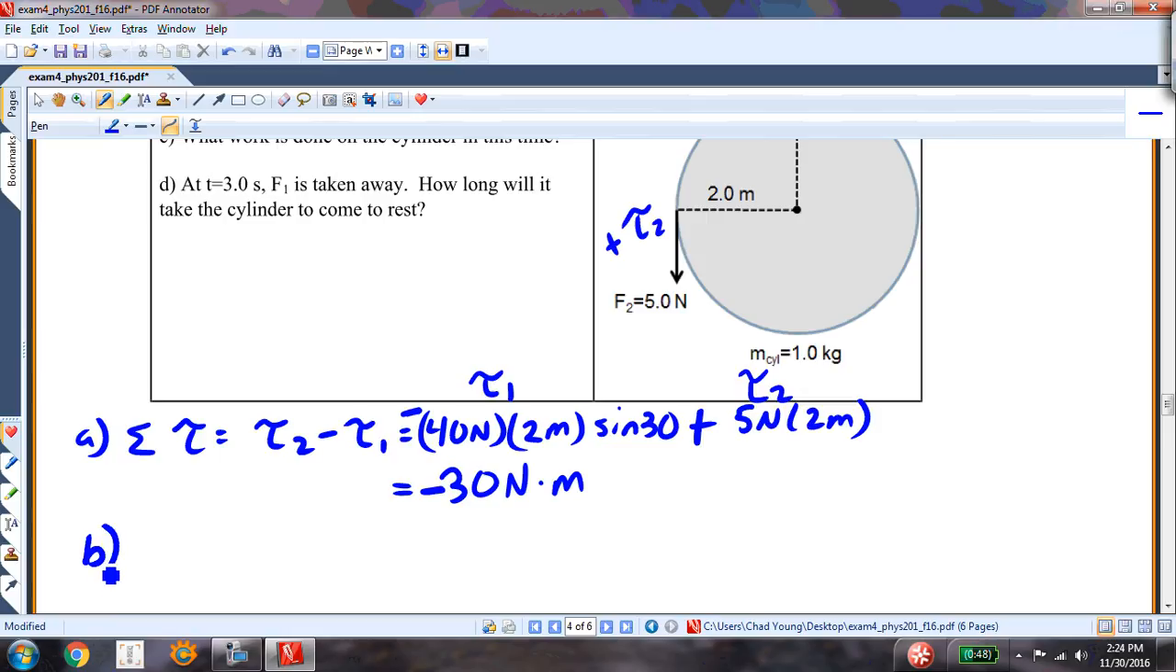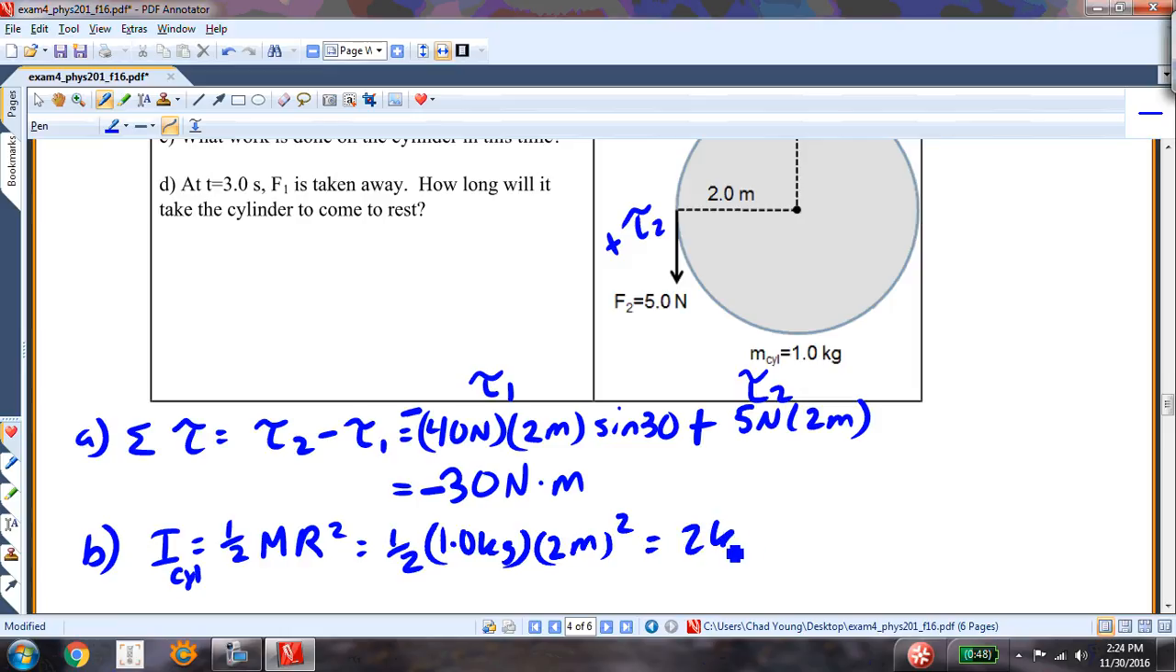For part B, I want to know through what angle does it rotate in 3 seconds. I have to take several steps. I have to first find the moment of inertia. Then I have to find the angular acceleration. And then I can find, through kinematics, what angle does it pass through in that time. So first, my moment of inertia, I look back at my table and I look for a cylinder. That's what a disk is, a very flat cylinder. The moment of inertia is 1/2 mr squared. That's 1/2 of 1 kilogram times the radius, which is 2 meters squared, and so that's 2 kilogram meters squared.